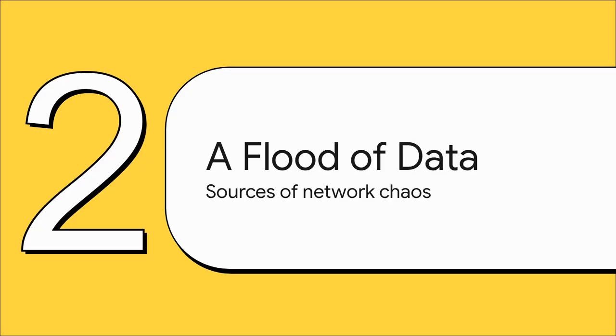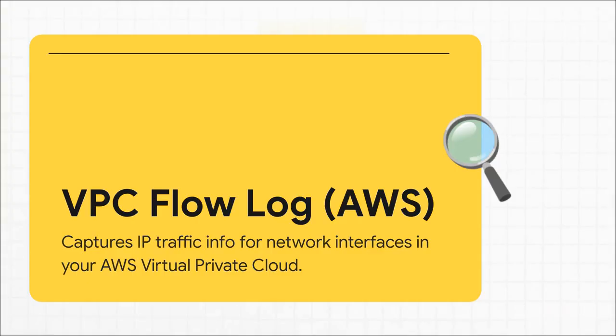And what does this lead to? A flood of data. So let's get specific and actually look at the sources of all this network chaos. Because without some kind of structure, all this information doesn't help. It just adds to the confusion. All right, first up, from Amazon Web Services, you've got VPC Flow Logs. These things are essential. They capture all the IP traffic metadata for every single network interface inside your virtual private cloud.